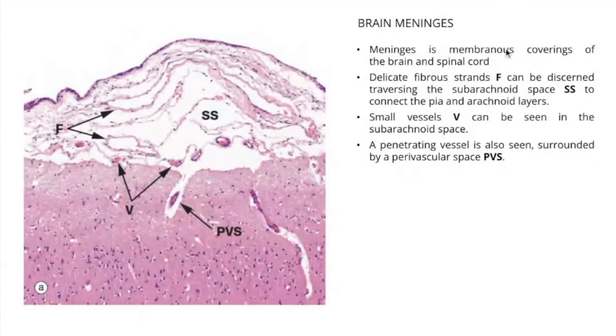Okay, so this is part of the central nervous system, the brain meninges, the covering membrane of the brain and our spinal cord. So it has fibrous strands. Here, you can see them transversing the subarachnoid space of the brain meninges. So there are small vessels here, and some penetrating vessels also seen by perivascular space. So this is the brain meninges covering our organs of CNS.